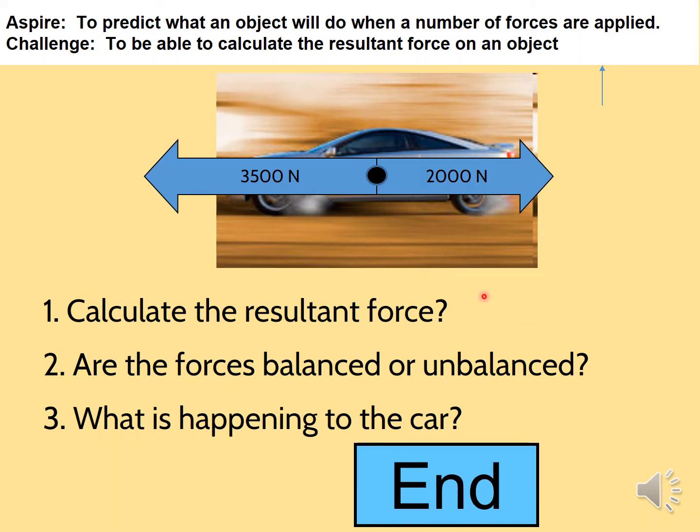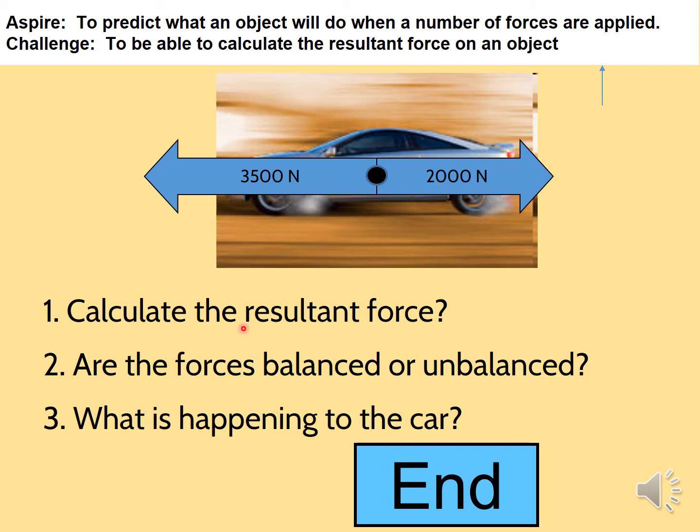Okay, so let's just look at the answers. First of all, it's very straightforward, I hope. So calculate the resultant forces. If north is up the page, then we need to be going in this direction, which is west. The resultant force is 1,500 newtons, subtracting these two from each other. So 1,500 newtons west. Are the forces balanced or unbalanced? The forces in this case are not the same, so they must be unbalanced. And what is happening to the car? Well, the car is travelling west and would be accelerating.